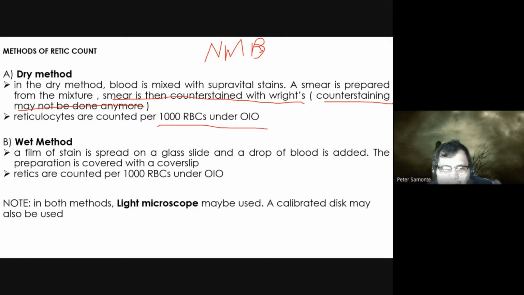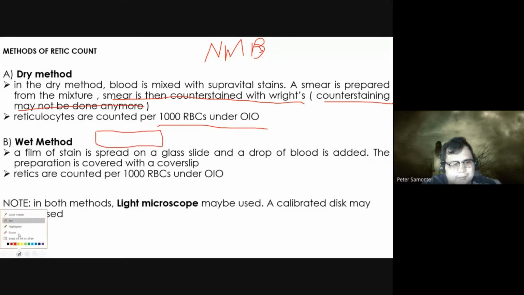Then, we have your wet method. A film of stain is spread on a glass slide and a drop of blood is added. The preparation is covered with a cover slip. Okay. Mamaya ko ipapakita sa inyo, class, yung dry method. Dito muna tayo sa wet method. Ito drawing ko na lang. This would be your slide. Tapos mag-a-add kayo ngayon ng stain. Kunwari ito yung new methylene blue. 1 drop.